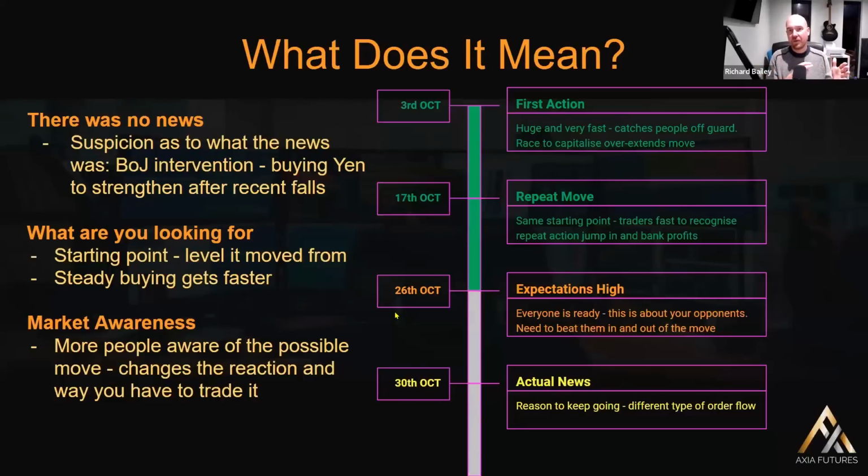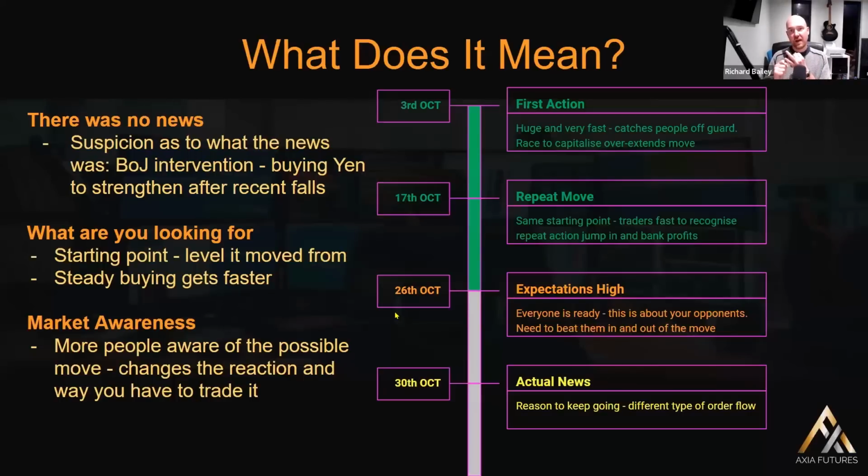This is not about the news anymore. And once again, there was no news. But what it's about is understanding who you're up against. Understand your opponents. Obviously, there's 500 plus people joining us today. All of these people are your opponent. And so what you've got to think about is they're all going to be ready for this. Your goal now is to beat these people in and to beat these people out.